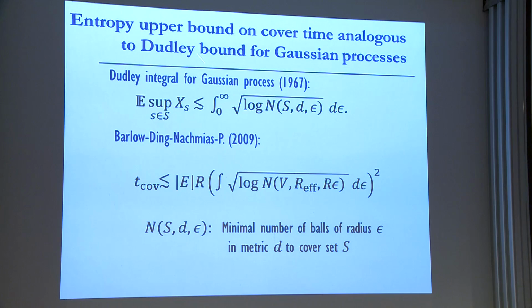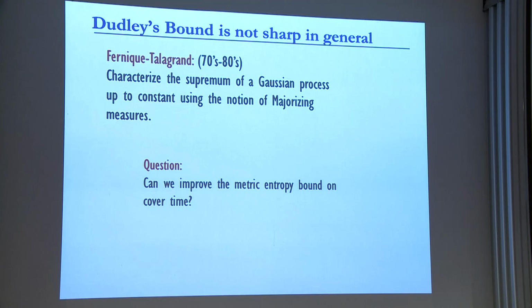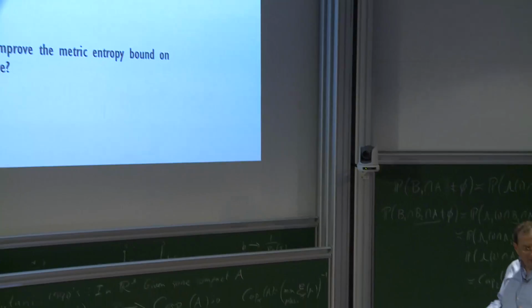Actually finding the sharp bound took 20 years after this Dudley theorem. When I saw this, I said, well, maybe for cover time, we don't need to go through the same 20 years. We can just piggyback on the work on Gaussian processes. Fernique and Talagrand, culminating in Talagrand '87, managed to find a sharp formula for the sup of a Gaussian process. So is this analogy useful? Can we use their theory somehow?